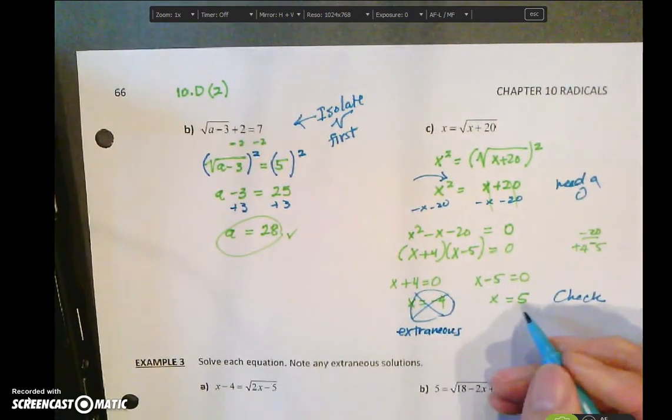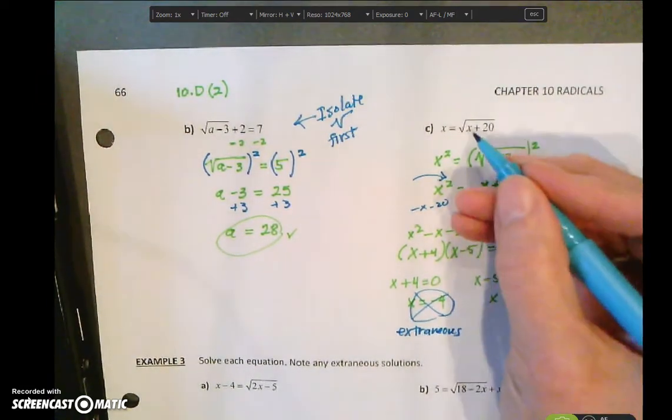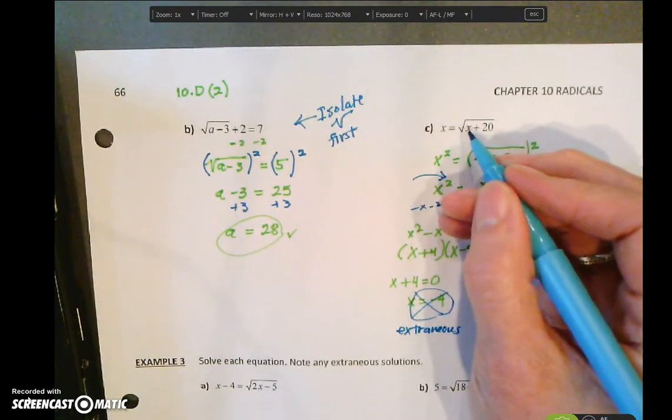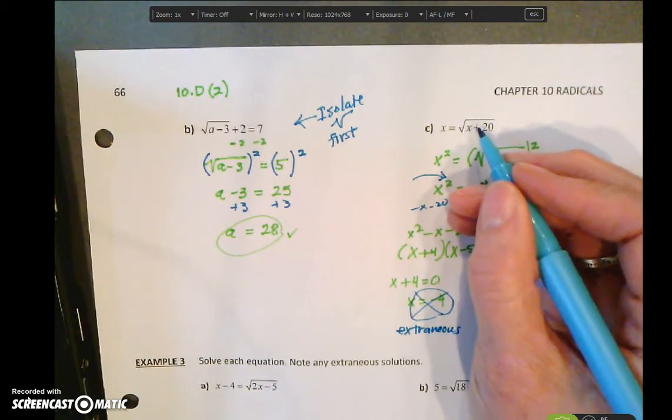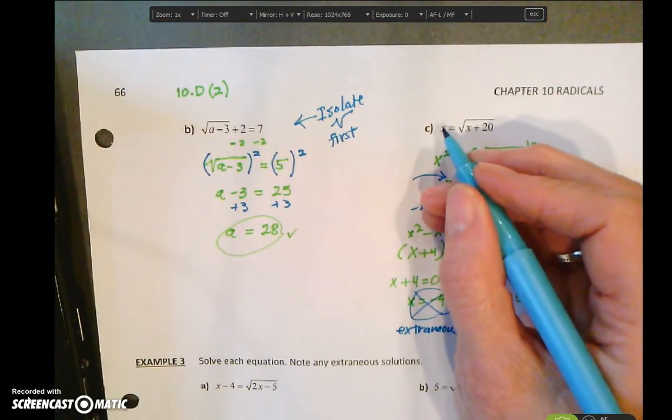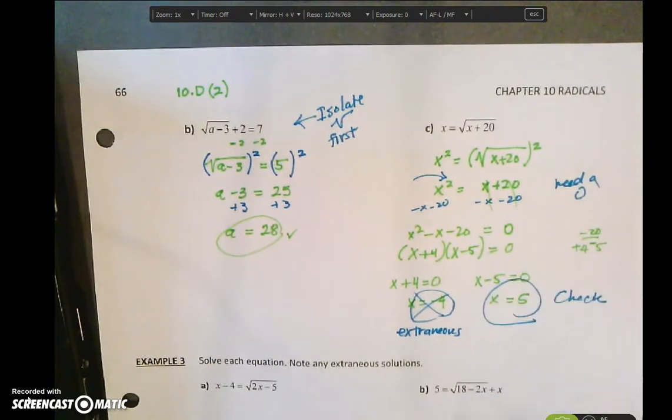Now let's check the 5. Sometimes both of them don't work, so let's check the 5. I'm going to put a 5 here and a 5 here. So I get the square root of 5 plus 20. So the square root of 25 is 5, and that does equal 5. And so this one is an answer.